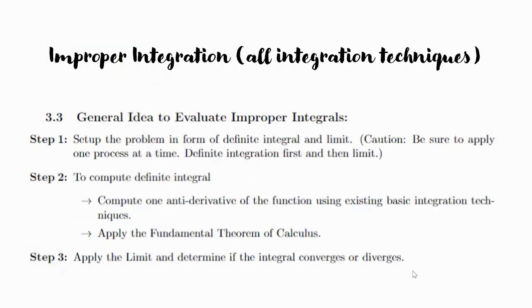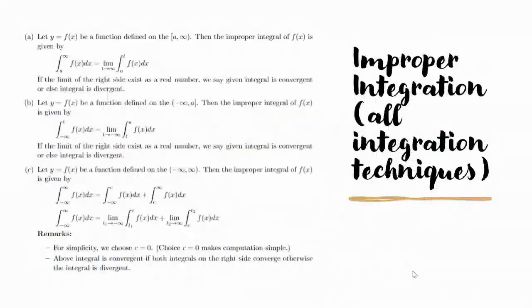So let's look at how you would solve it. The first thing is that you want to set up the problem in the form of a definite integral and a limit. So for example, let's say your problem is from a to infinity. You want to set it up as a definite integral, as you see here on the right, from a to L. I know that in your classes you have been taught to use b when it's positive infinity. So you would do the integral from a to b of your function, and then the limit as b approaches infinity. So here your a would be a number.